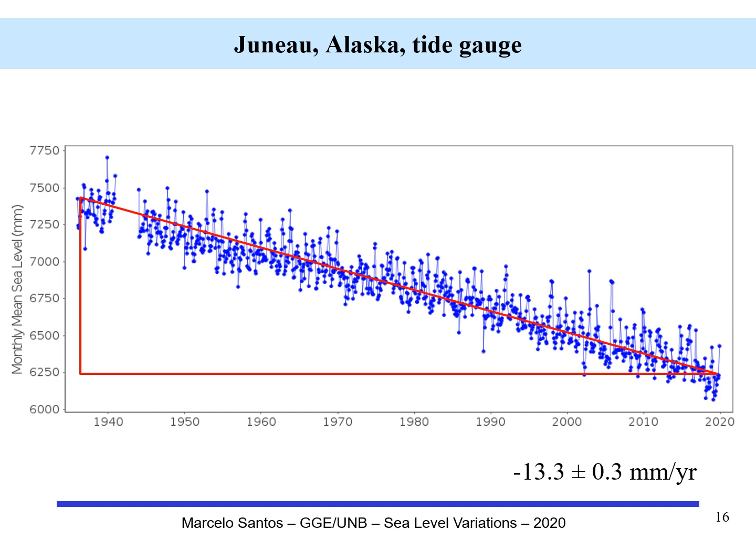Let us look at the tidal record of a few stations. This one is Station Juneau in Alaska, dating back to the late 1930s. It indicates the sea level decreases at a linear rate of minus 13.3 millimeters per year, with a standard deviation of 0.3 millimeters per year, with no acceleration in sight.